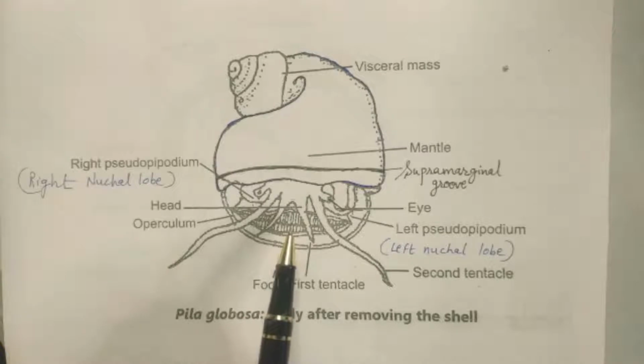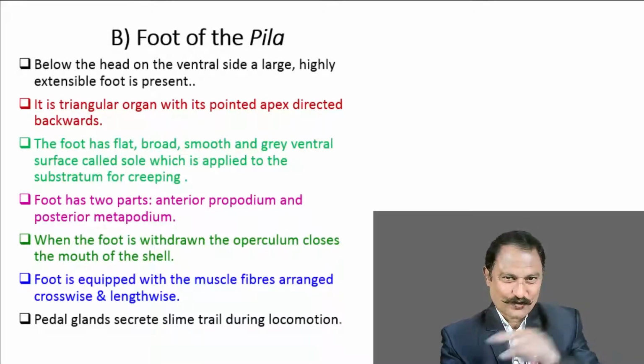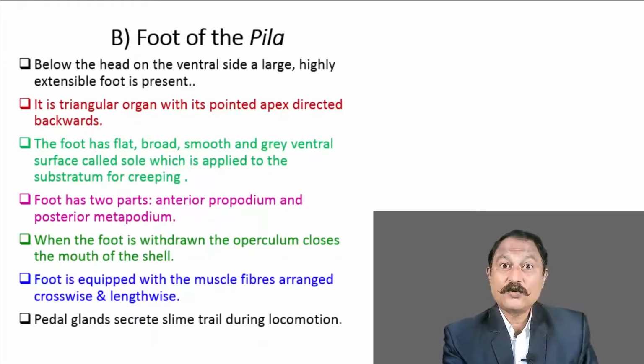This foot is equipped with muscle fibers inside. Those muscle fibers inside the foot are arranged crosswise and lengthwise. Crosswise and lengthwise, आडवे, उभे. That is why those crosswise and lengthwise muscles give strength to the foot.